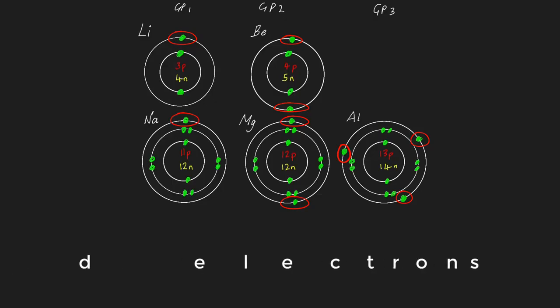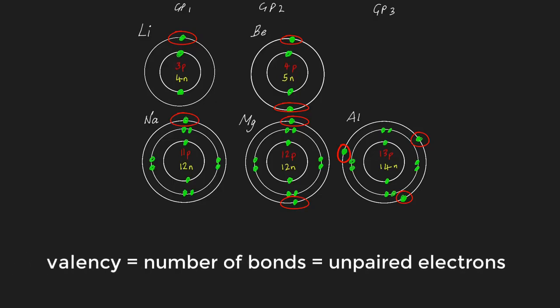Let's use the keyword valency, because valency is the number of bonds an atom or ion can make. For these, the valency is the same as the number of outer electrons, and valency is always the same as the number of outer electrons that are unpaired. So you could say that takes care of metals.